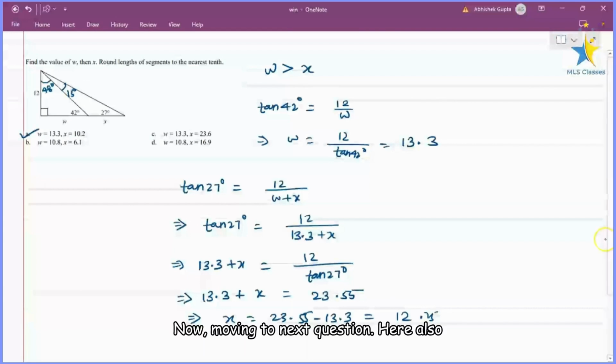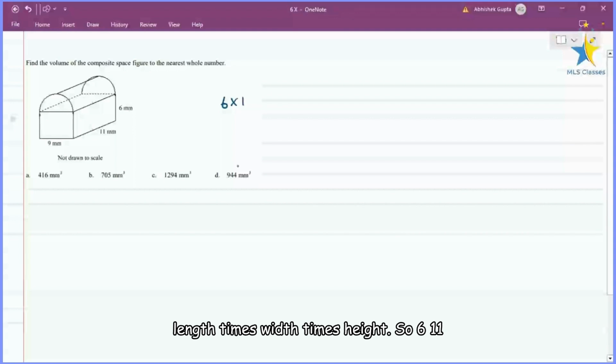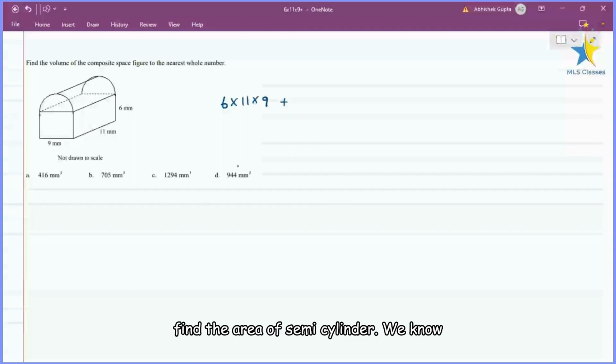Now moving to the next question. Here also we'll have to be smart. Here it's asking to find the volume of the composite space figure to the nearest whole number. We know that the volume of a rectangular prism or rectangular box is length times width times height. So 6 times 11 times 9, plus this is, you can see, a semi-cylinder. So we need to find the volume of the semi-cylinder.